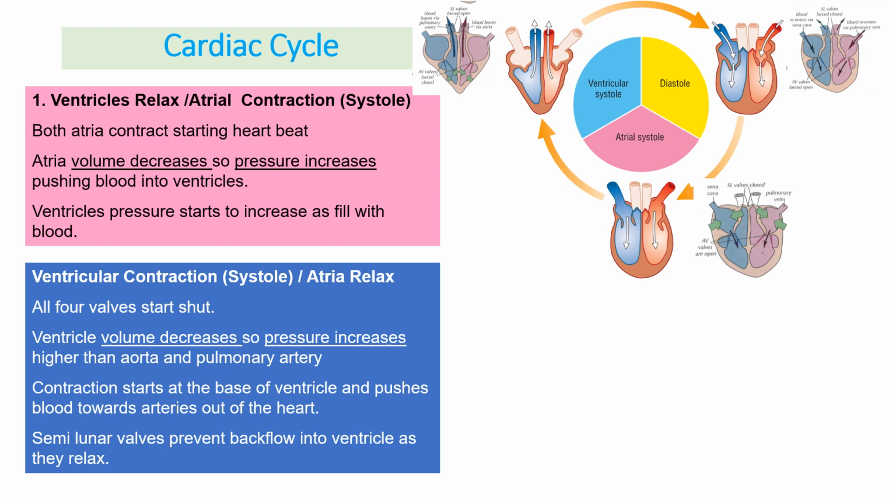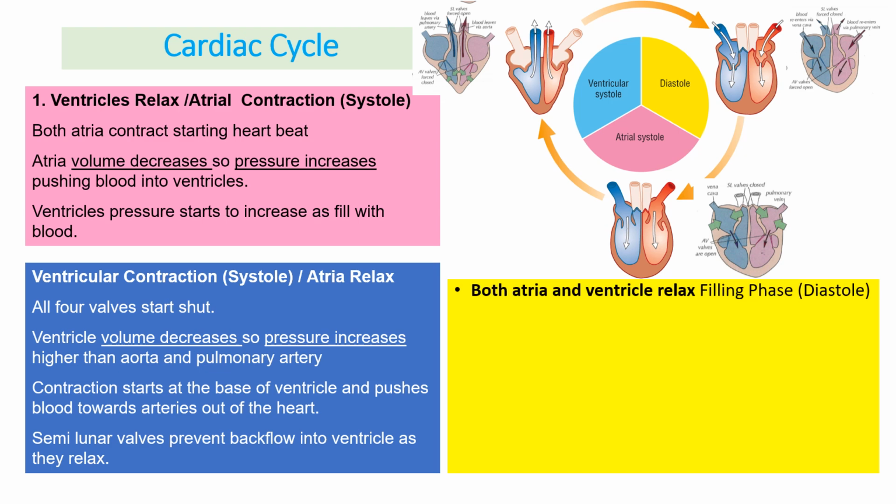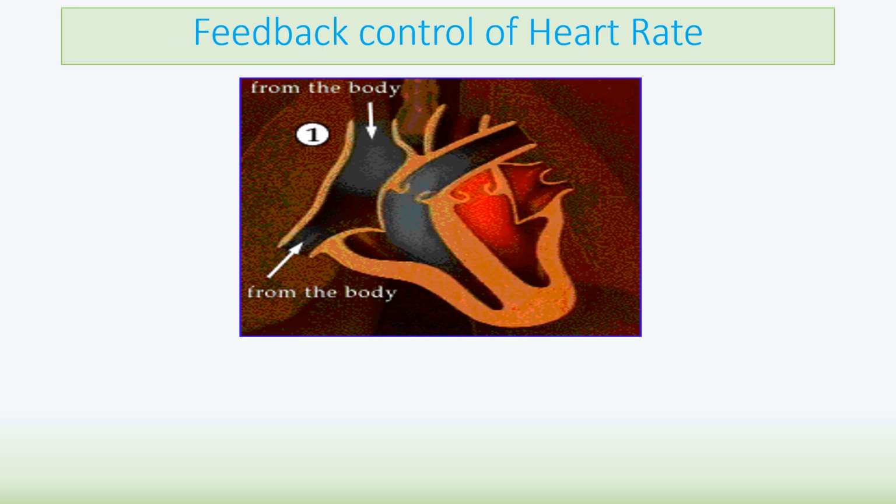The atria then relax and you get ventricular systole, which is where all four valves shut. The ventricle pressure increases because the volume decreases, and it becomes higher than the aorta and the pulmonary artery. The semilunar valves will eventually open, allowing the blood to leave the ventricle and out via the aorta or the pulmonary artery. Then you have diastole, where both parts of the heart relax and start to fill, and the blood comes in from the pulmonary vein and the vena cava and fills the heart.